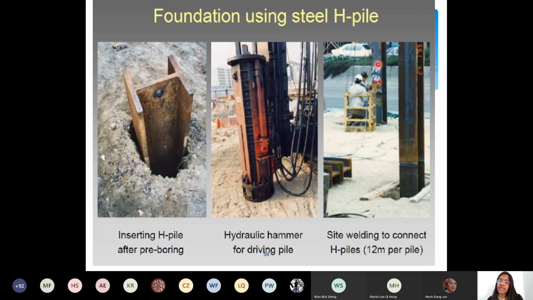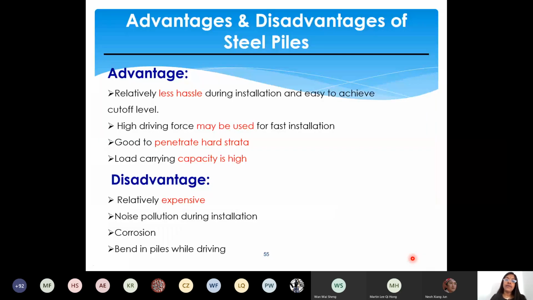So they are doing the welding for the second pile to be driven together with the first pile. It's driven for 12 meters. Okay. Advantages and disadvantages of steel piles. Very good. Make it specific terms like this.